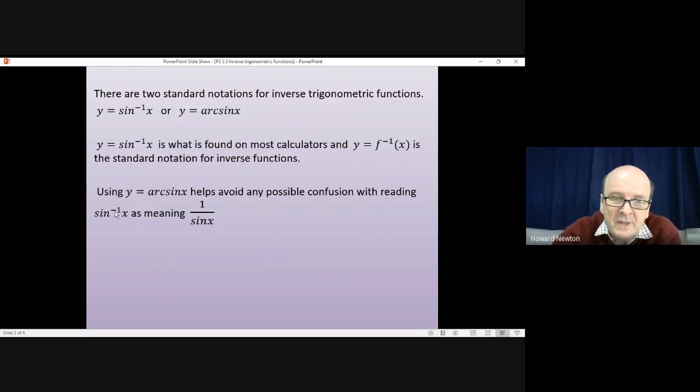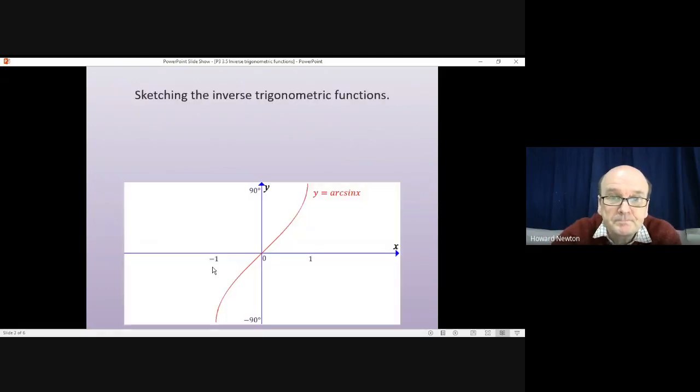Sine to the minus 1 of x could mean inverse sine of x, or there's a danger that you might intend it to mean the reciprocal of sine x, 1 over sine x. And that would be the main reason for using arc sine. It does avoid any confusion. Arc sine also has deeper historical roots, goes back a longer way. Having said that, sine to the minus 1 is probably the most common notation used these days.